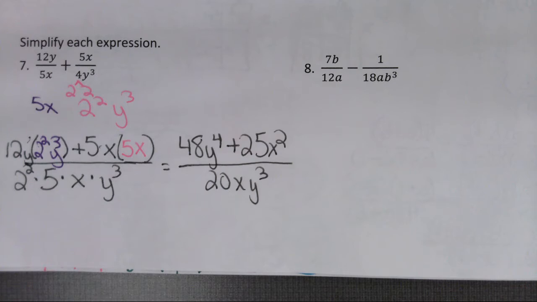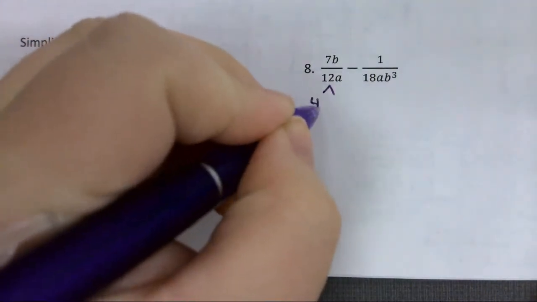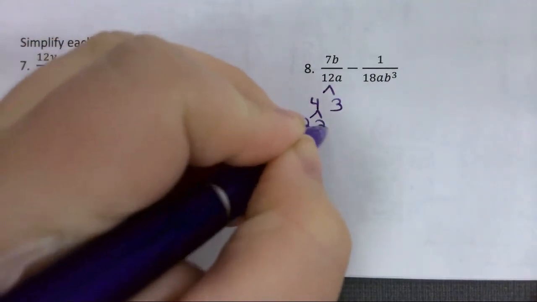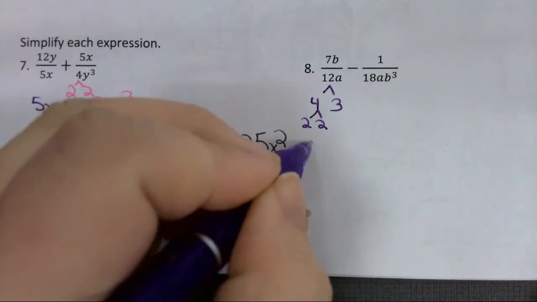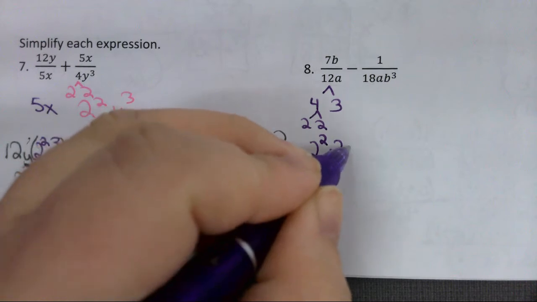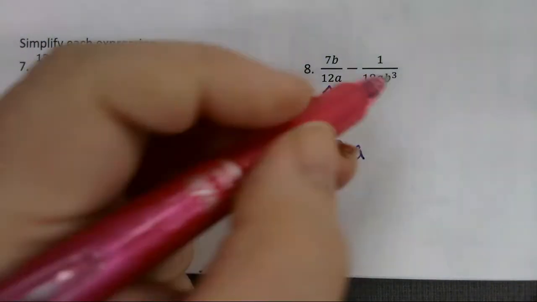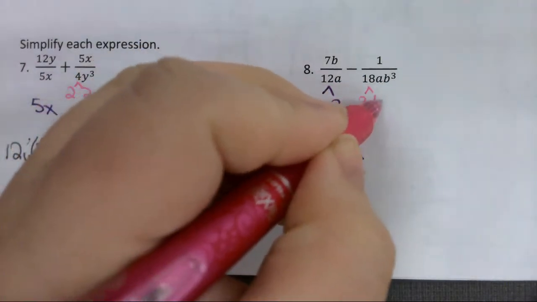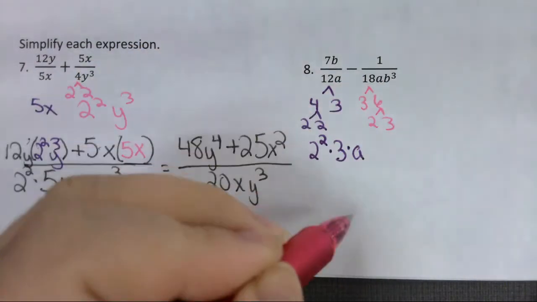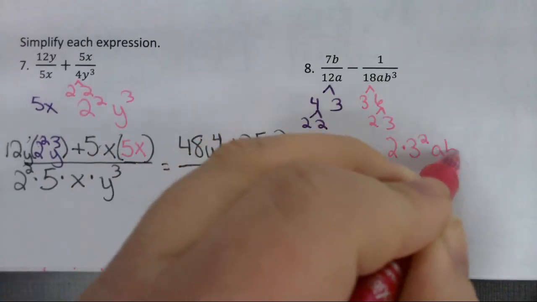We have 7b over 12a minus 1 over 18ab cubed. So a factor tree for the 12, we have 4 and 3, 2 and 2. So my denominator would be written as 2 squared and a 3 and an a. For the other denominator, 18, we can use 3 and 6 and 2 and 3. So 2, 3 squared, a and b cubed.